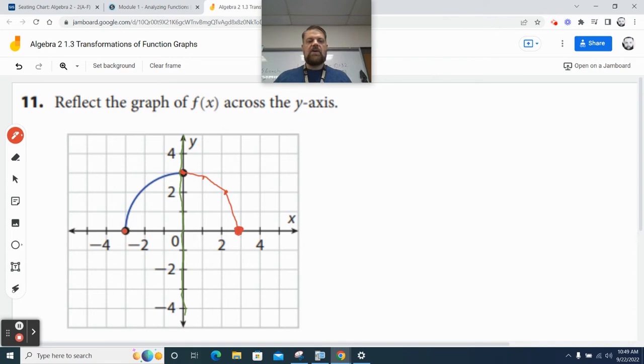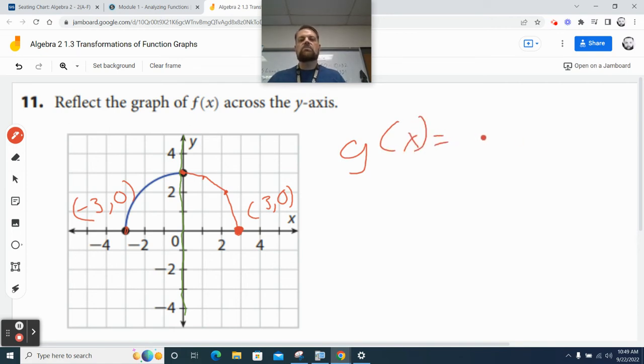And let's think about that for a second. So what's the difference between this value, which is 3, 0, and what's the difference between this value, which is -3, 0? Yeah. So we could say that g of x is equal to... It all connects. So what do I say?